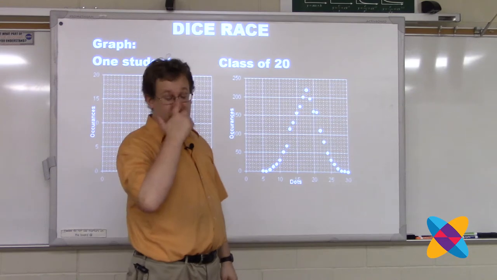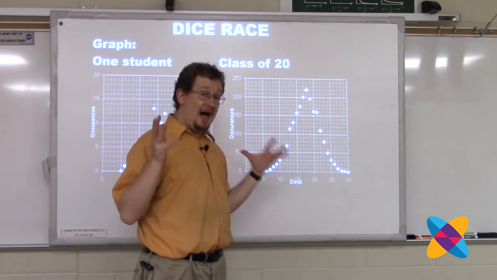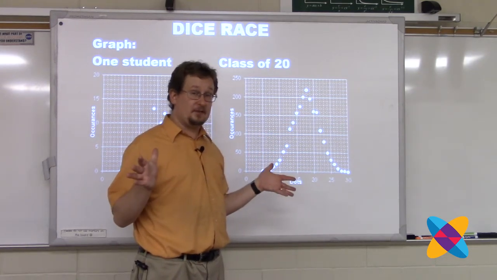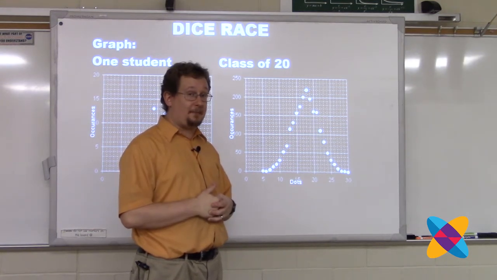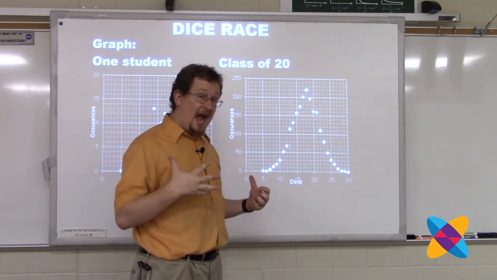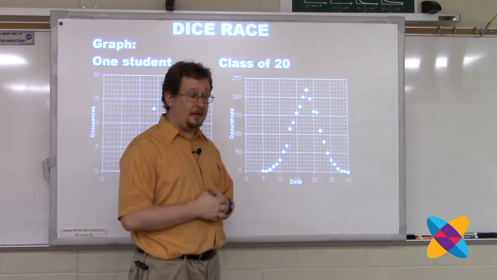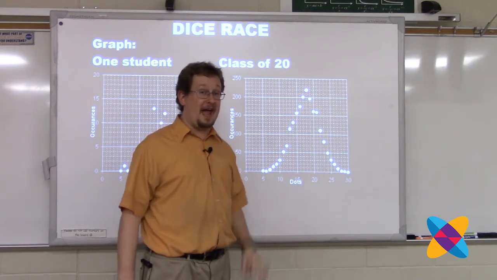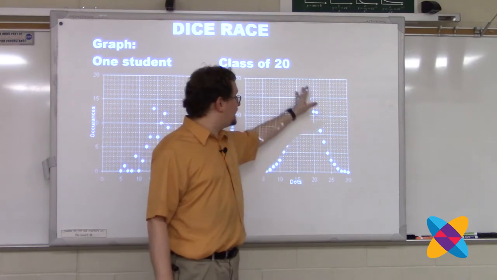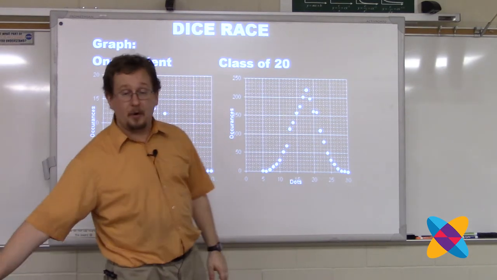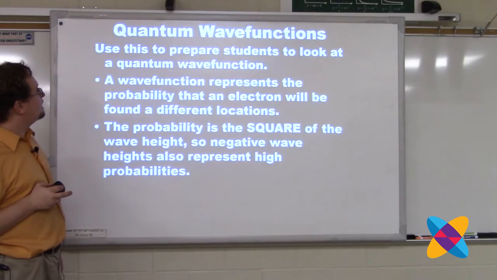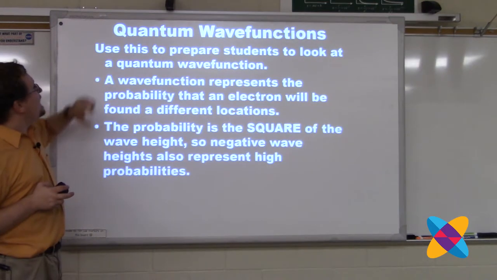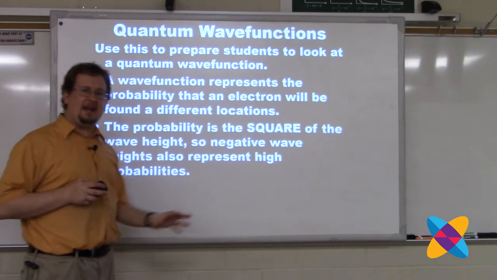That's important to teach your students, that when we have a lot of items that are behaving randomly, then we can predict what's going to happen, because then the curve becomes smooth. That's an important part of this big idea. I want students to get that idea. I use this to prepare my students for any kind of distribution.